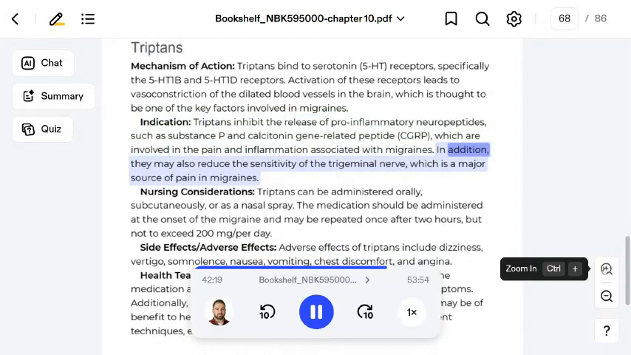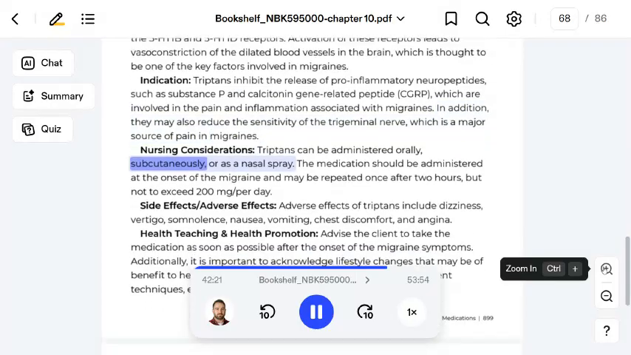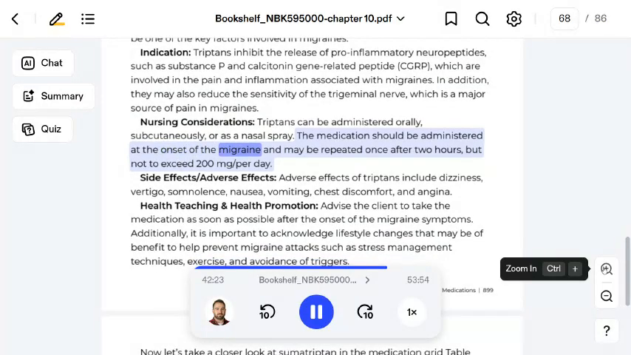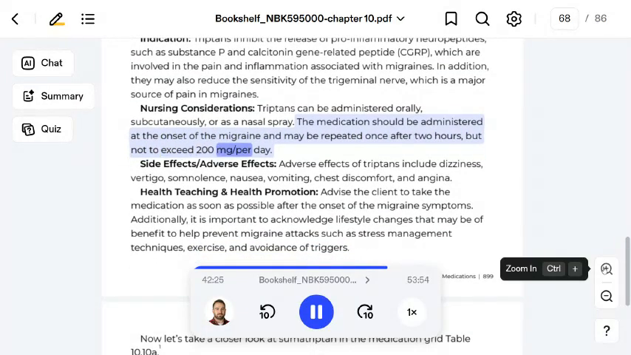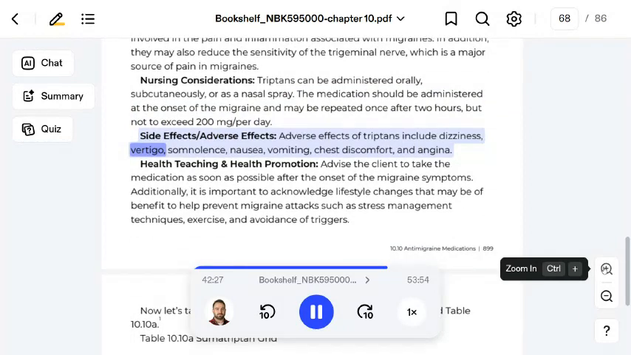In addition, they may also reduce the sensitivity of the trigeminal nerve, which is a major source of pain in migraines, subcutaneously or as a nasal spray. The medication should be administered at the onset of the migraine and may be repeated once after 2 hours but not to exceed 200 mg per day. Side effects: adverse effects. Adverse effects of triptans include dizziness, vertigo, somnolence, nausea, vomiting, chest discomfort, and angina.